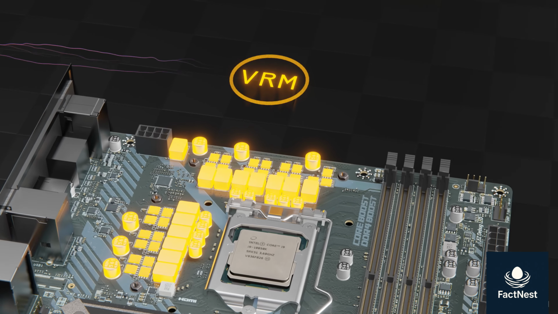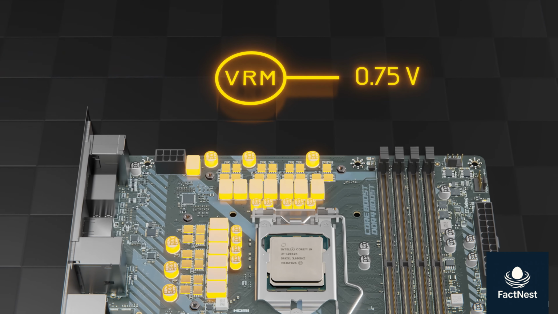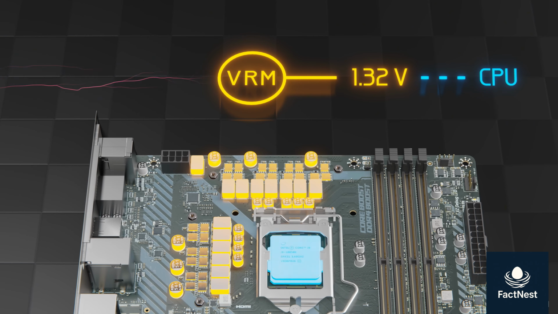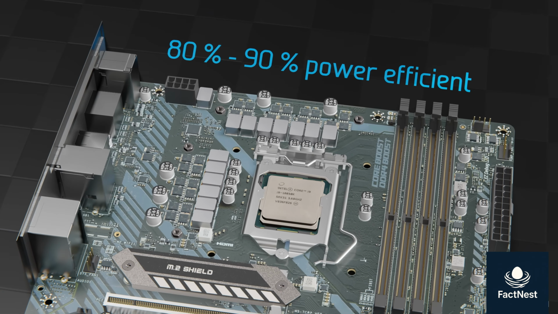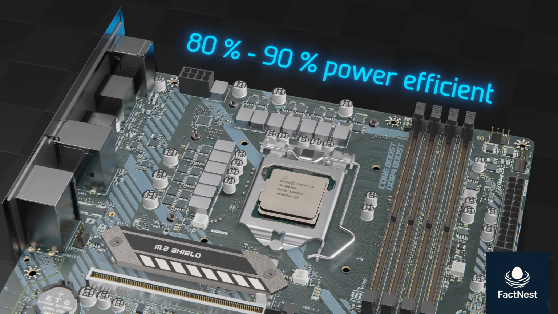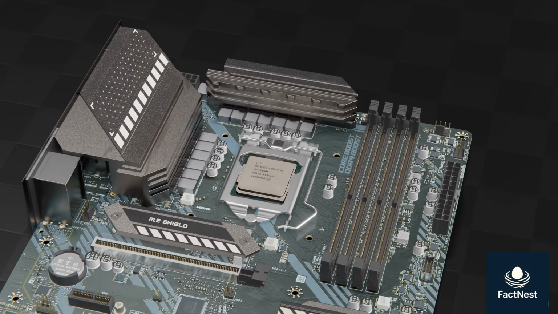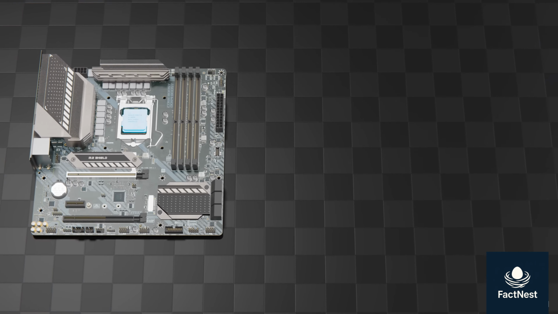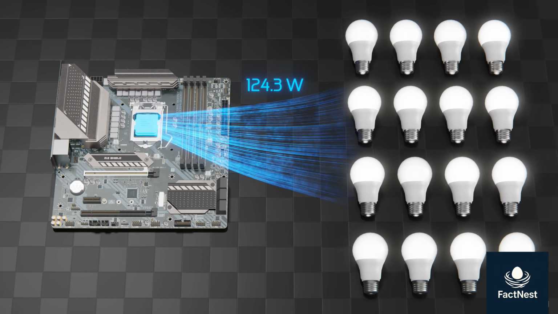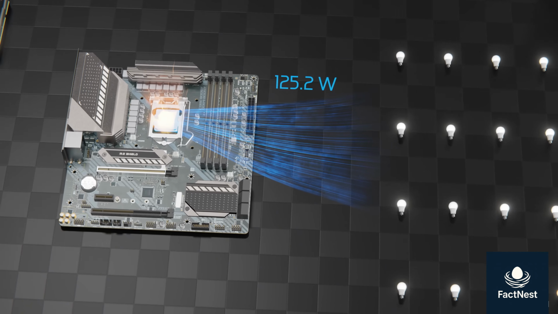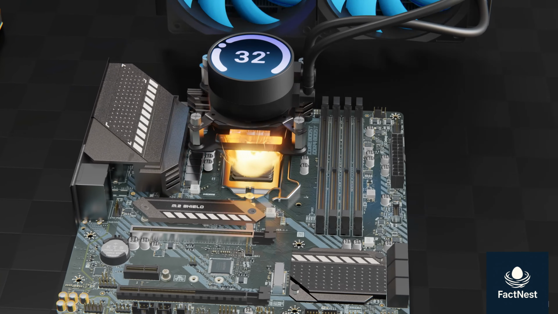These components are used to drop the voltage coming from the power supply down to the 1.3 volts used by the CPU. As a result of all the power flowing through these components and their 80 to 90% efficiency, heat sinks need to be placed on top. While we're on the topic of power, this CPU consumes power equivalent to approximately 16 LED bulbs, thus generating a considerable amount of heat, which is taken away by the CPU cooler.